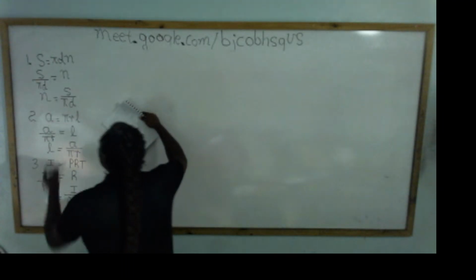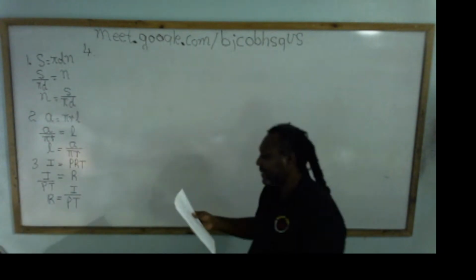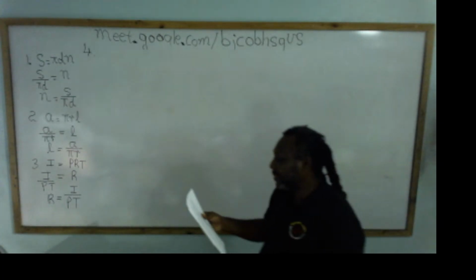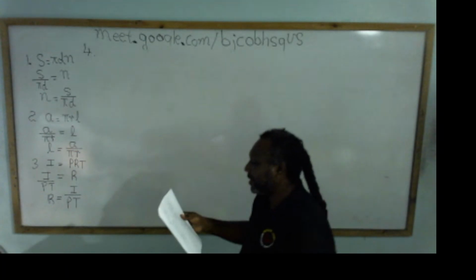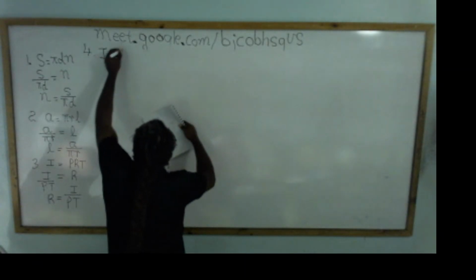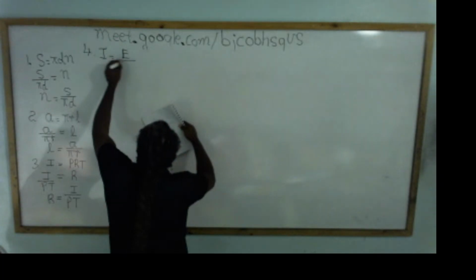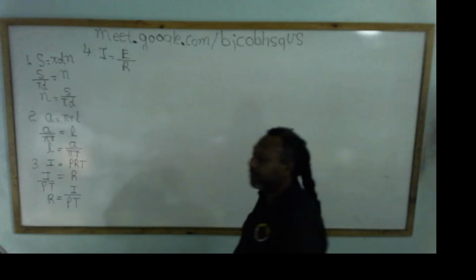Number 4, what do we have there? I is equal to E over R, for R. I is equal to E over R, and we are attempting to make R the subject of the formula once more.